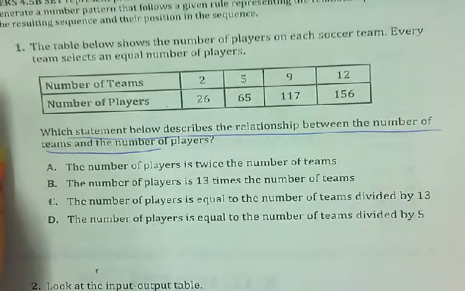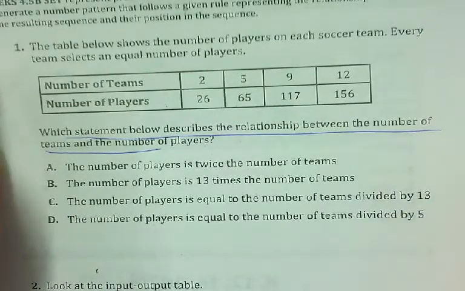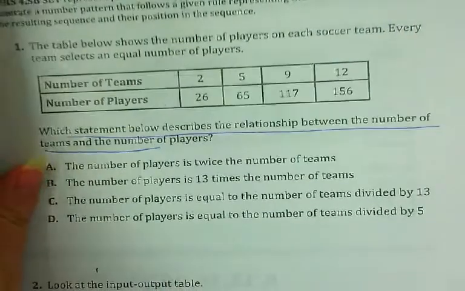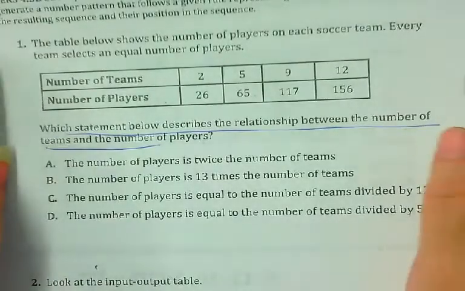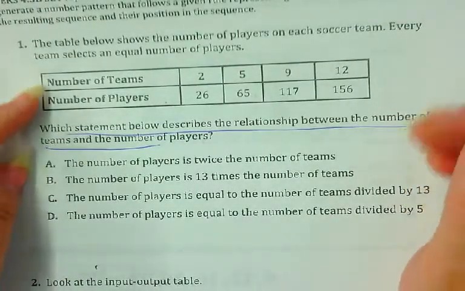Okay, this is to go over 4.5B, review for STAAR, and this is input and output tables. Okay, so here we go.